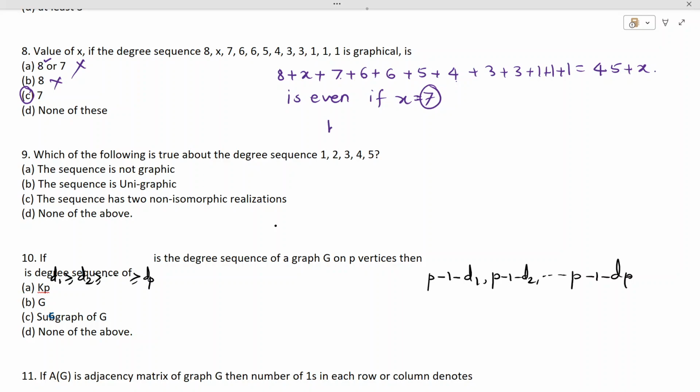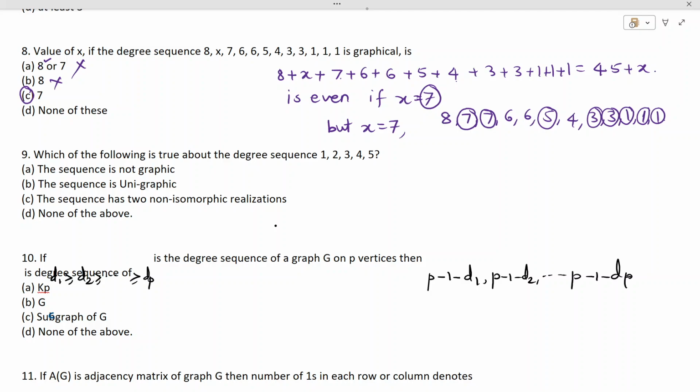But if x is equal to 7, x equal to 7 can be a correct option. Then the degree sequence is 8, 7, 7, 6, 6, 5, 4, 3, 3, 1, 1, 1. Now I am counting odd terms. How many odd terms are there? 1, 2, 3, 4, 5, 6, 7, 8. In any graph, the number of odd vertices should be even. So there can be a graph with this degree sequence.